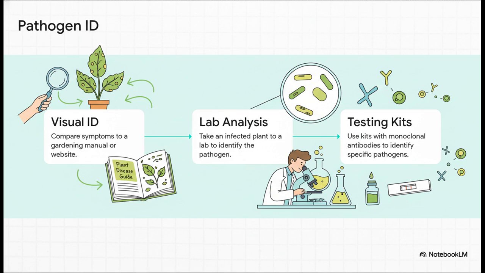These kits often use something called monoclonal antibodies. Seriously, think of them like tiny biological heat-seeking missiles, each one designed to find and lock on to only one specific pathogen. It gives you a super clear, super accurate result.